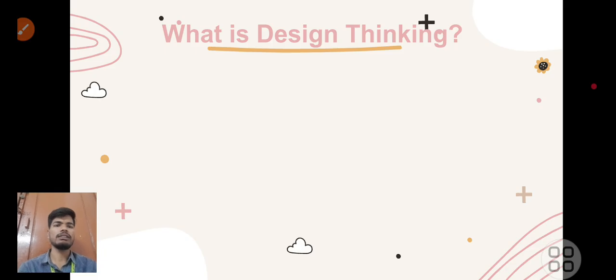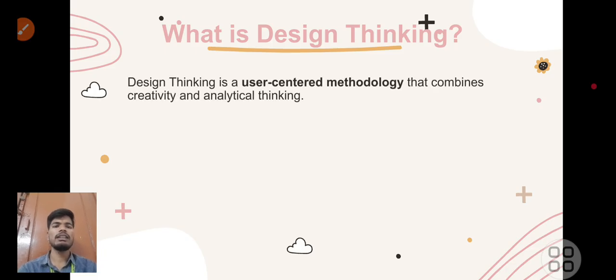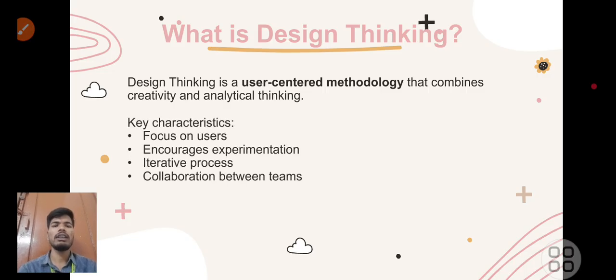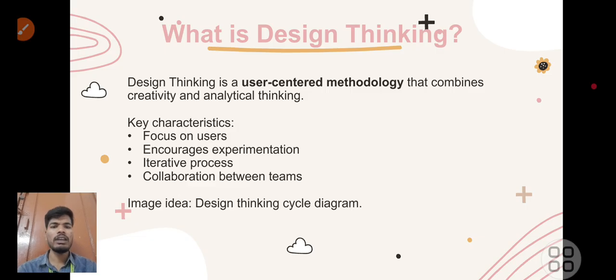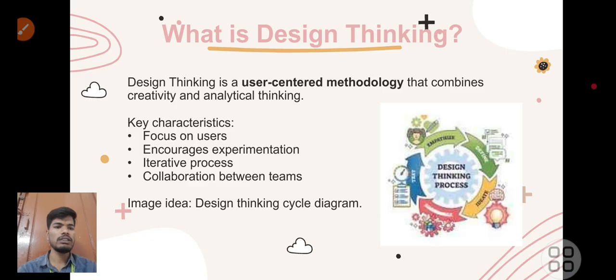What is design thinking? Design thinking is a user-centered methodology that combines creativity and analytical thinking. Key characteristics: focus on user, encourage experimentation, iterative process, collaboration between teams. Image idea, design thinking cycle diagram. So you can find that design thinking involves 5 steps: empathize, define, ideate, prototype, and test.